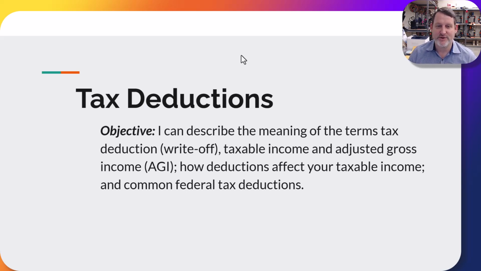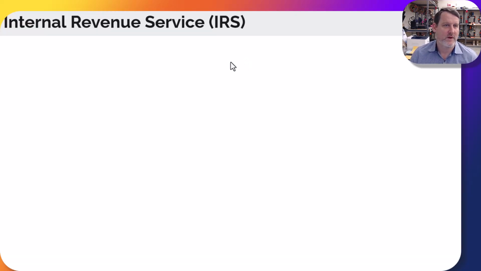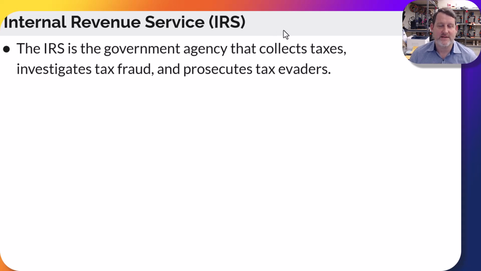At the end of this lecture, you should be able to describe the meaning of the terms tax deduction, also known as a write-off, taxable income, adjusted gross income, and how deductions affect your taxable income, and some common tax deductions. Let's get started. So the IRS quickly is the government agency.